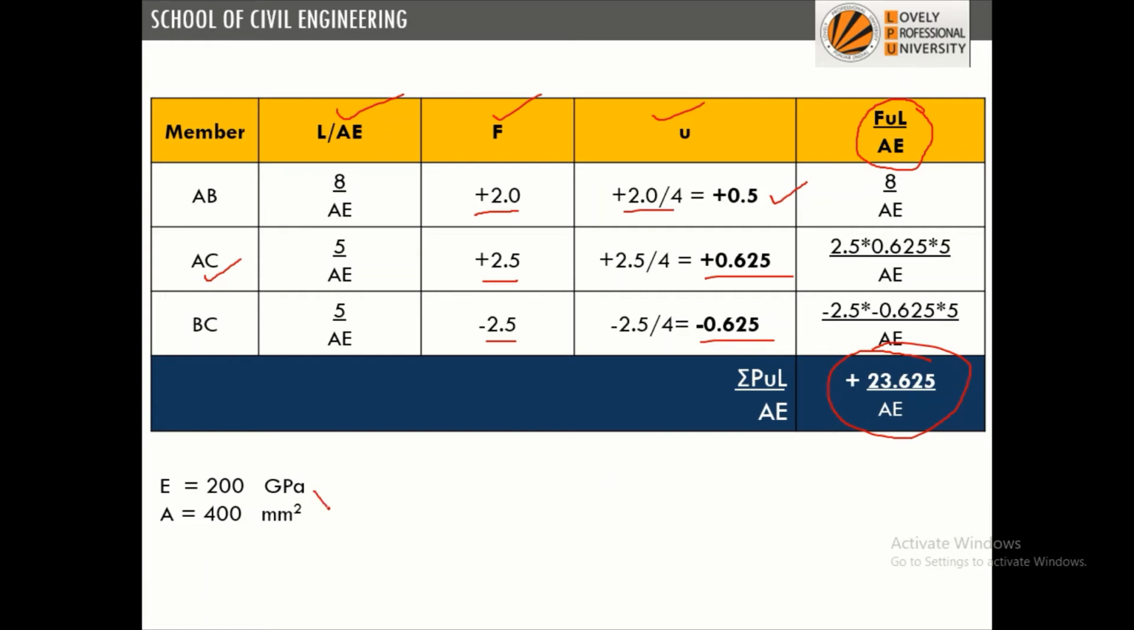The values of A and E are also given in the question. So you can get a definite value of the horizontal deflection at C by substituting the values.